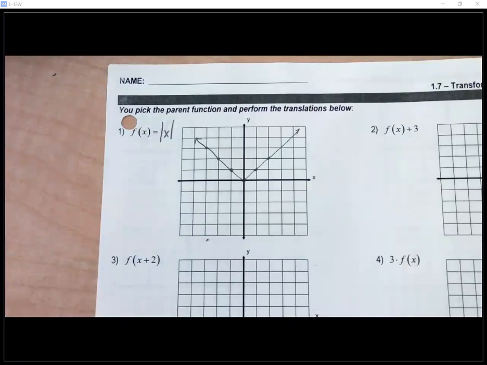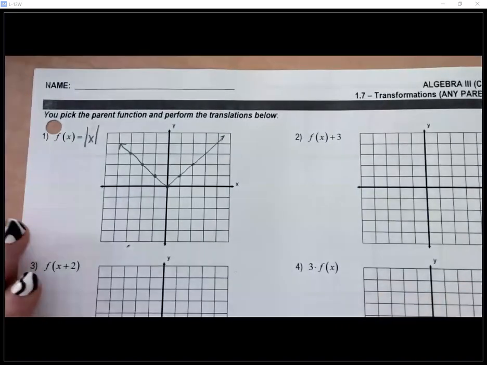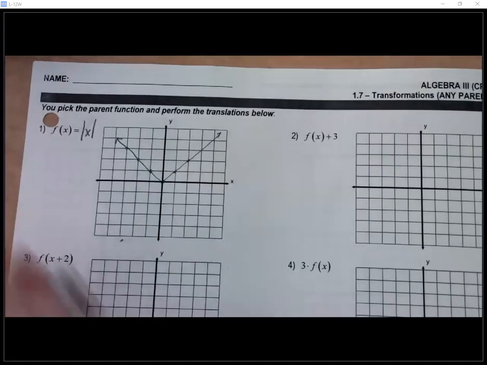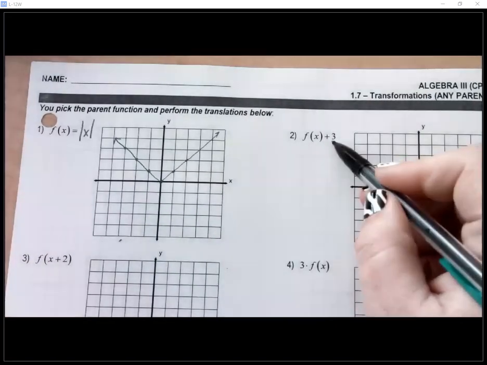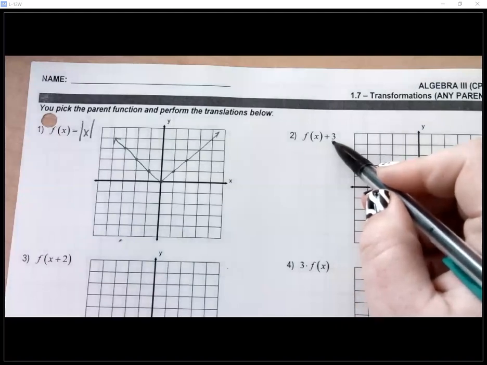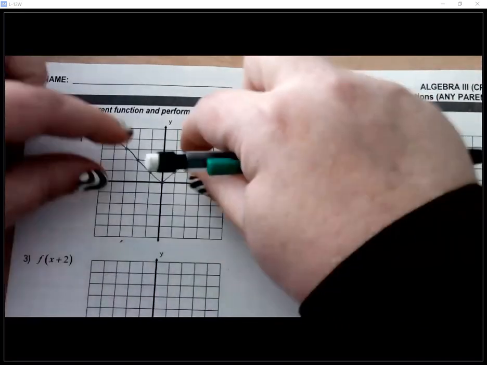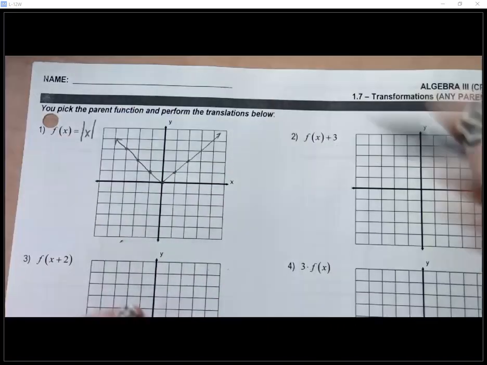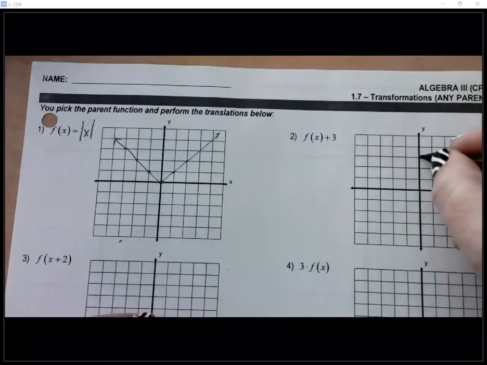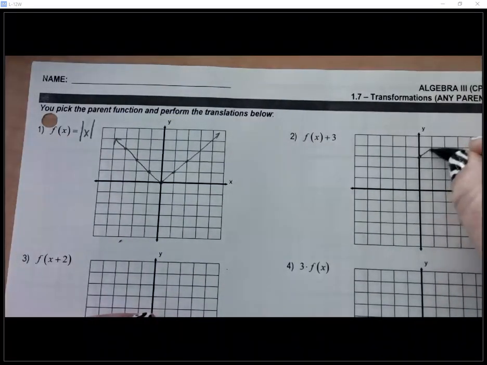Okay, so who can tell me, in number 2 here, I'm supposed to take this function and add 3 to it. So what is this gonna do to my graph? Yes, the whole thing just gets shifted up 3 units. So I literally take my graph exactly as it is, and if I could imagine just picking it up and shifting it up 3, that's what I'm gonna do. So my vertex there now starts up at +3 and then goes up.